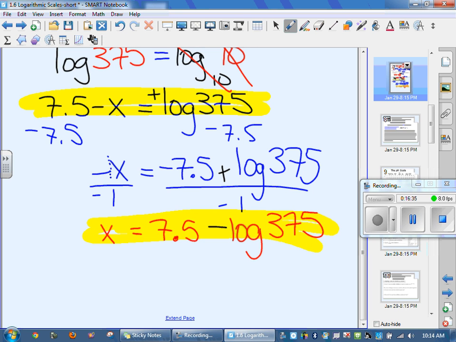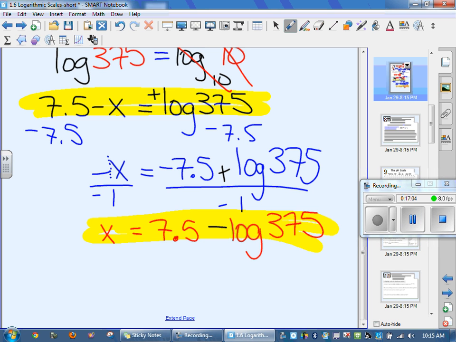The x and the log 375. All that happened was x and log 375 traded places. Does that make sense? Okay, that's the quick trick when you come to this type of question. Whenever you get a digit subtract x equaling the log, just switch the x and the log places. Then you don't have to do this divide by negative 1 stuff and change things around. That's the quick trick, because we're just going to end up with this.